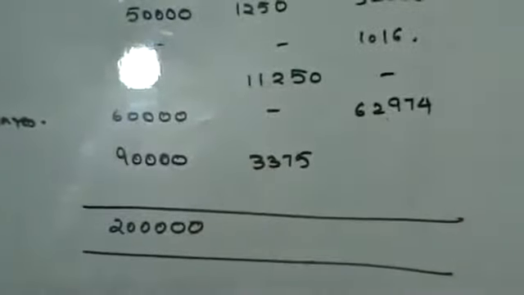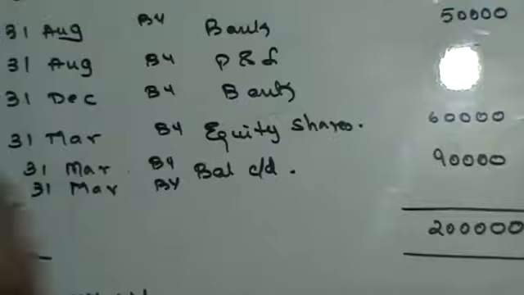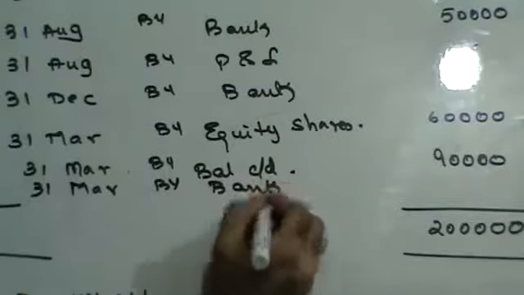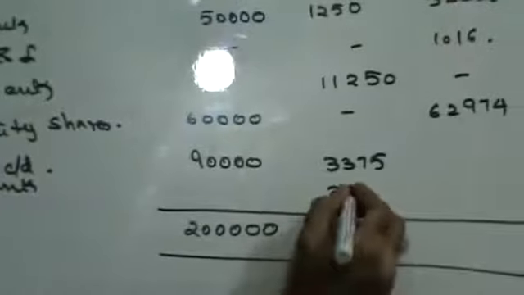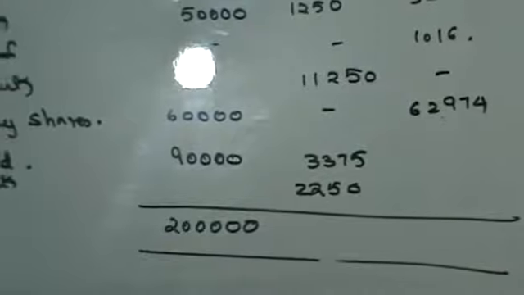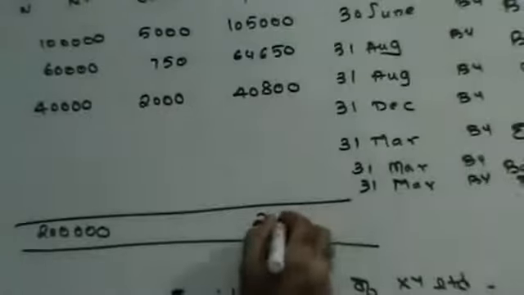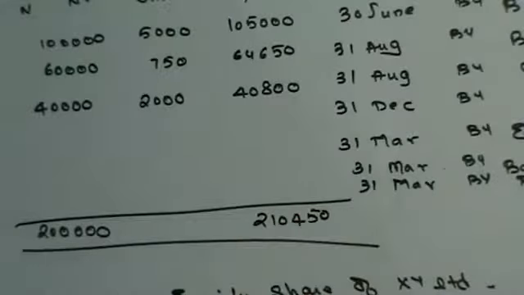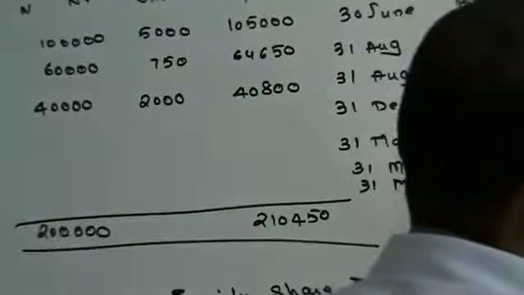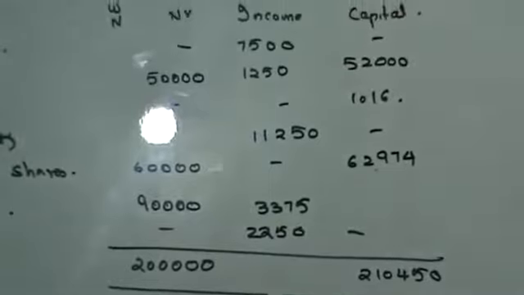So, let's see this. The interest here is 3375, and on 31st March, this is going to be by bank. That 2250 is the interest on the debentures that were converted to equity, right? Someone please add the capital value and tell me. 210450, right?